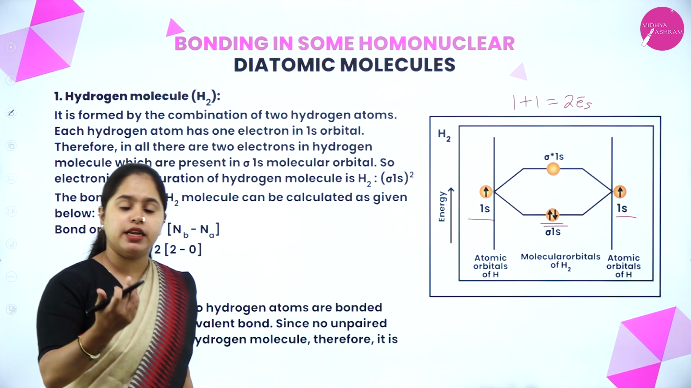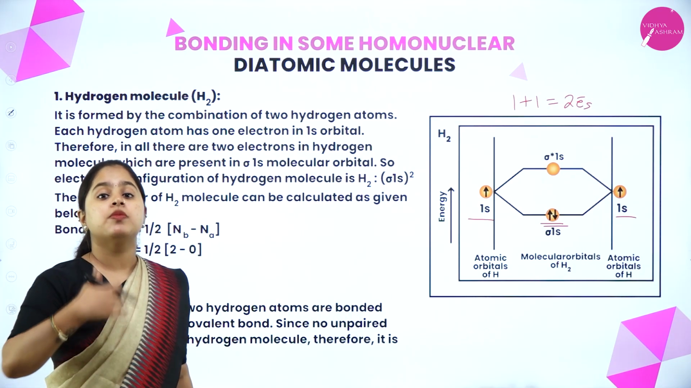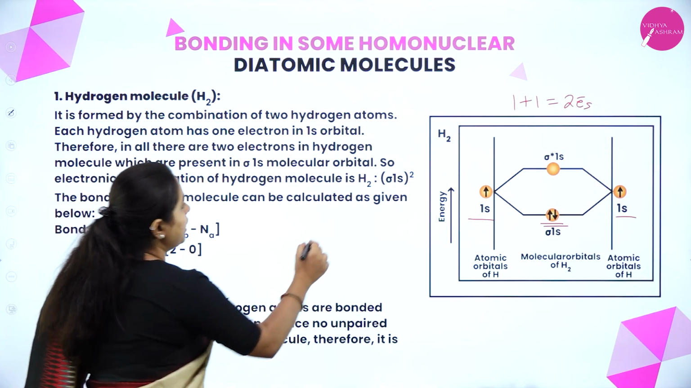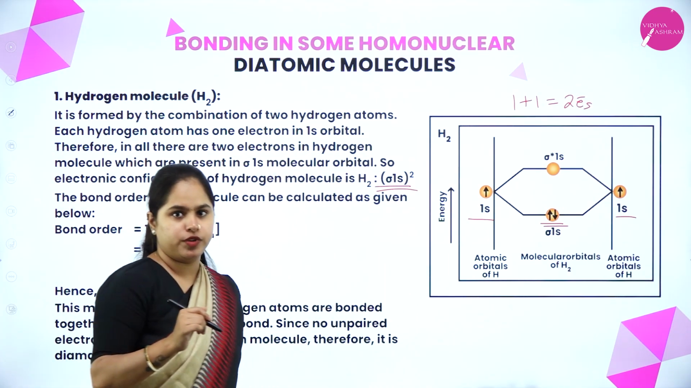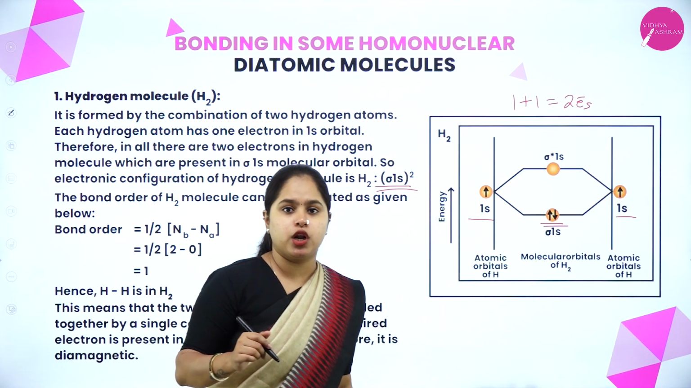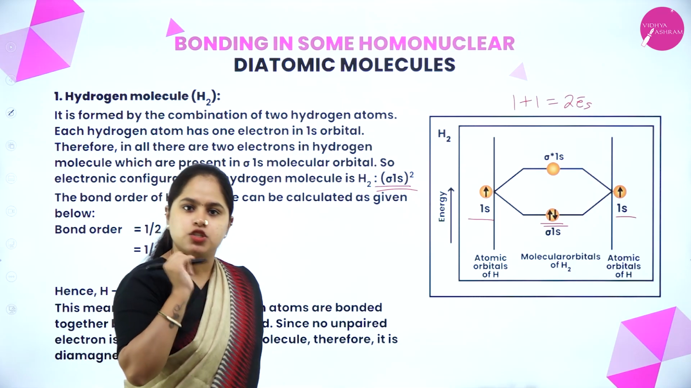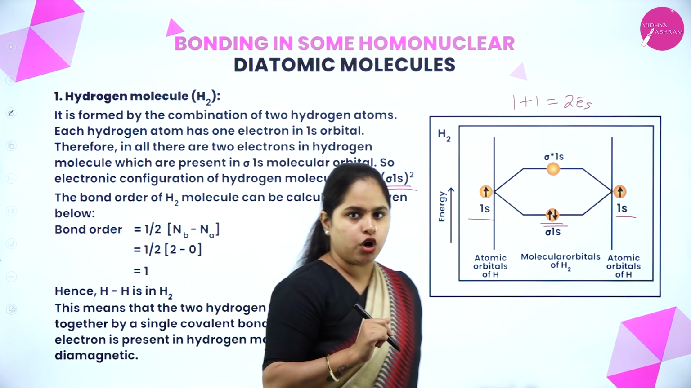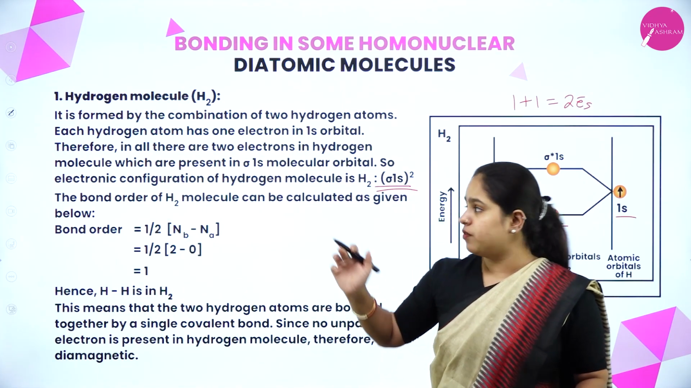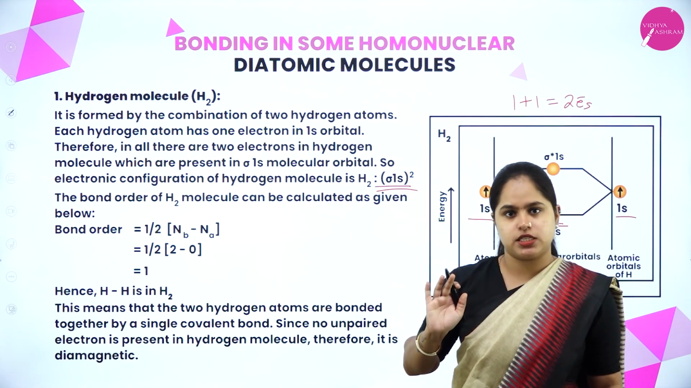So what will be the electronic configuration of the H2 molecule? It will be sigma 1s2. In the sigma 1s molecular orbital, there are 2 electrons. So how do I represent it? Sigma 1s2. This is the electronic configuration. I hope where this sigma 1s2 came from is clear for you.